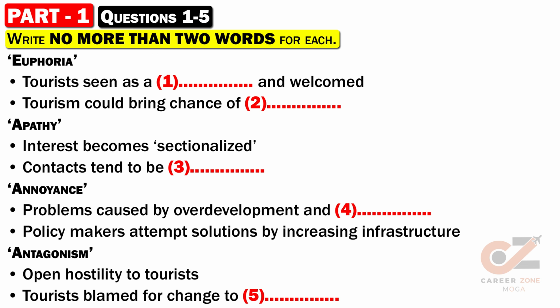But the lives of the local people are made increasingly difficult, and in the final stage of the model, annoyance has turned to antagonism and open hostility to the tourists. And now, all the detrimental changes to lifestyles in the host area are, fairly or unfairly, seen as due to the tourists.